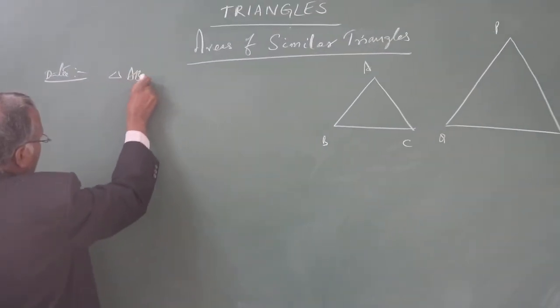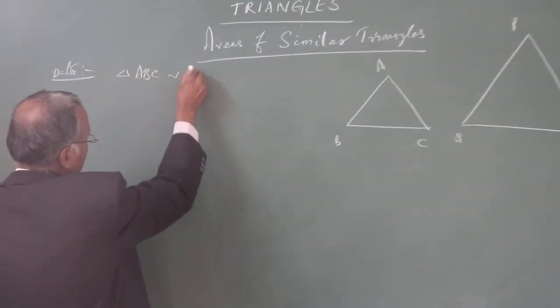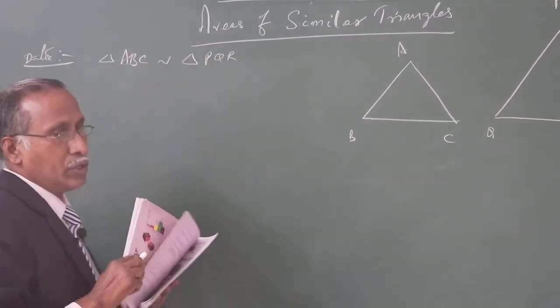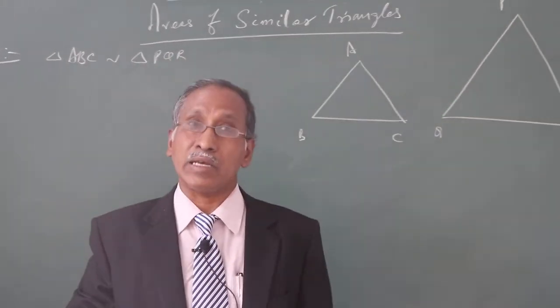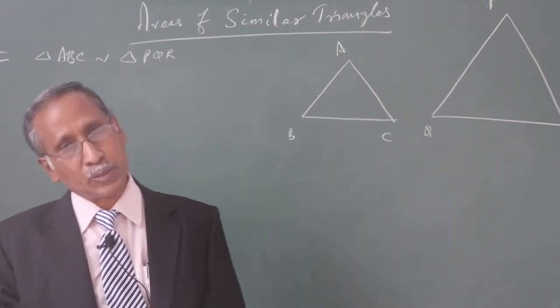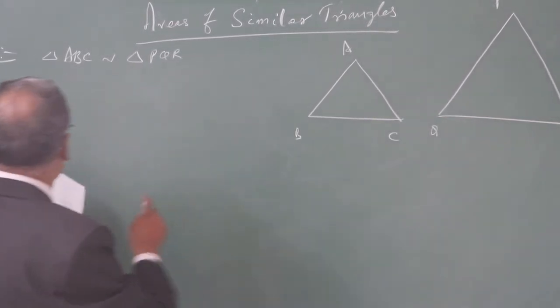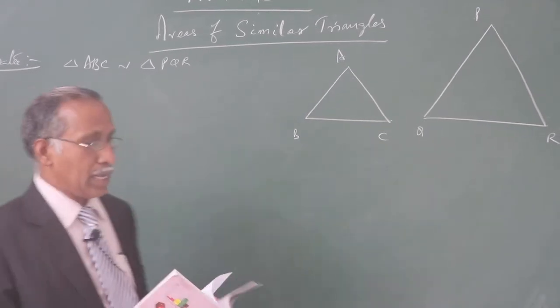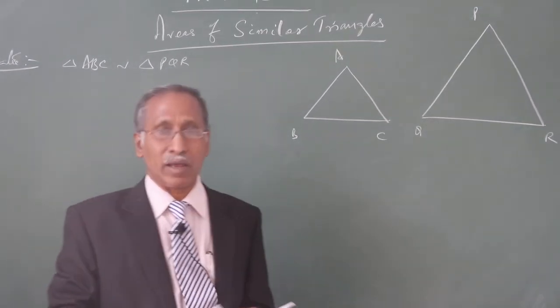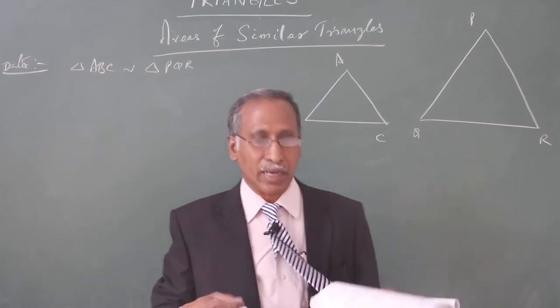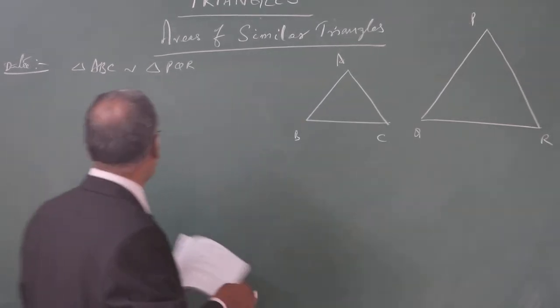Triangle ABC is similar to triangle PQR. These two triangles are similar. That means they are equiangular and the corresponding sides are said to be in the proportion. Therefore, what have we to prove? We have to prove that the ratio of the areas of two similar triangles is equal to the ratio of their corresponding sides.